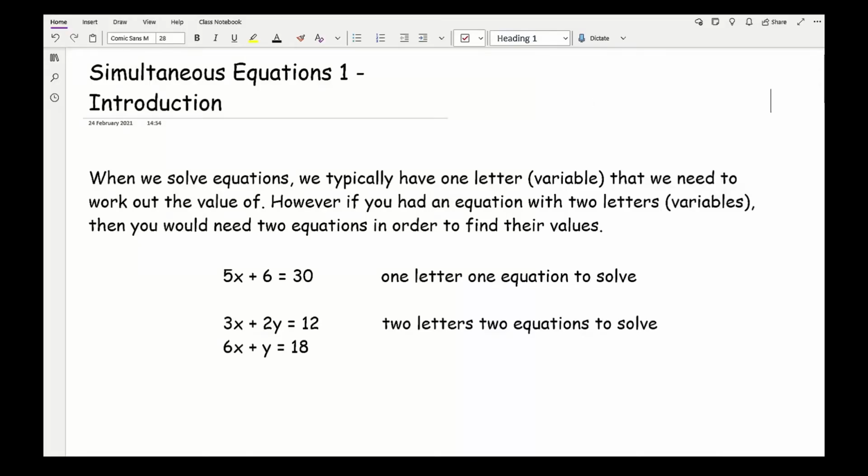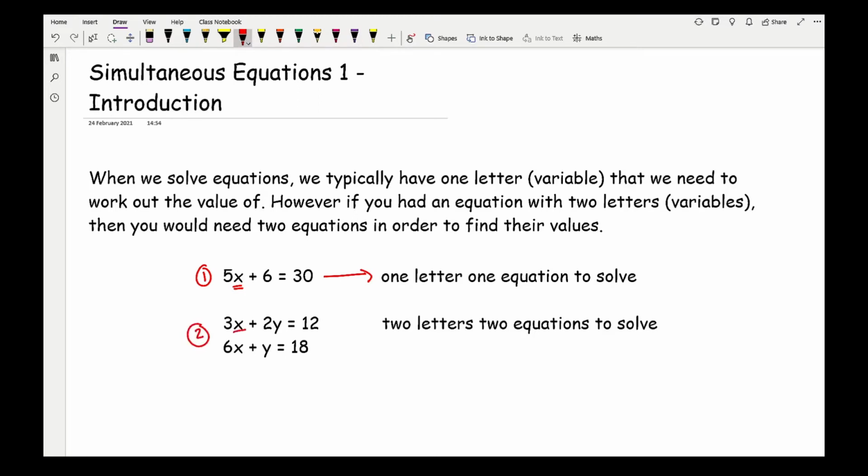Now, when we solve equations, we typically have one letter, or what we call one variable, that we need to work out the value of. However, if we have an equation with two letters or two variables, then we need two equations in order to work out their value. So here in the first example, you can see that we've got one letter, which is x, and we only need one equation for us to then go on and solve it. In our second example, we've got two letters, an x and a y, and we need two equations, therefore, to work out the values of x and y.